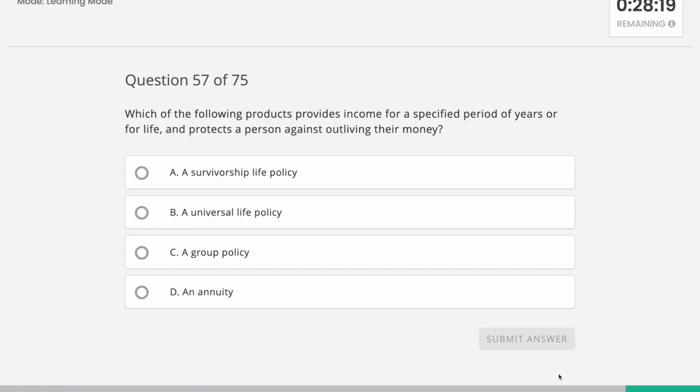Which of the following products provides income for a specific period of years or for life and protects a person against outliving their money?